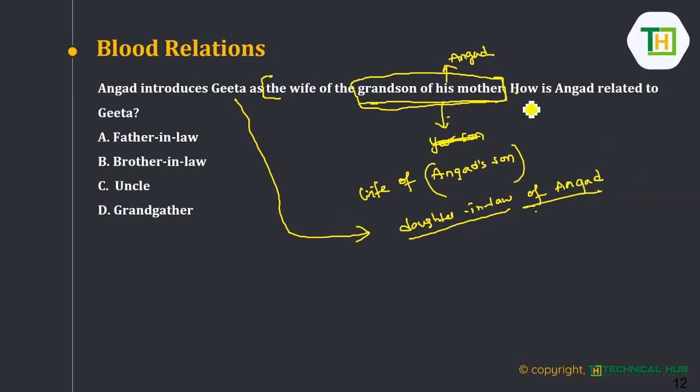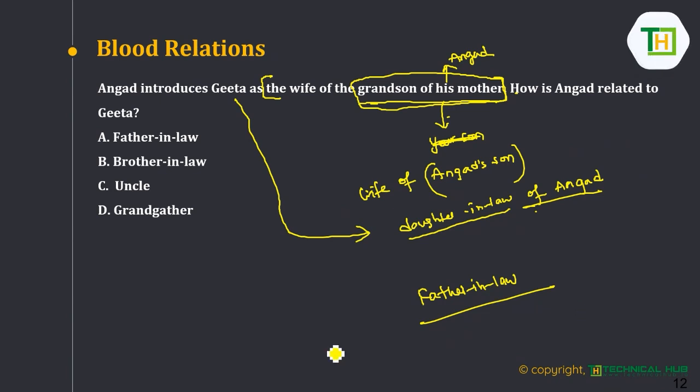But what I have to find is how Angad is related to Geeta. Geeta is the daughter-in-law of Angad, then Angad is Geeta's father-in-law. If Geeta is the daughter-in-law of Angad, then Angad will be the father-in-law of Geeta, right? I think you understand this. It is not uncle, it is father-in-law. Someone gave it as son, so that is also wrong.